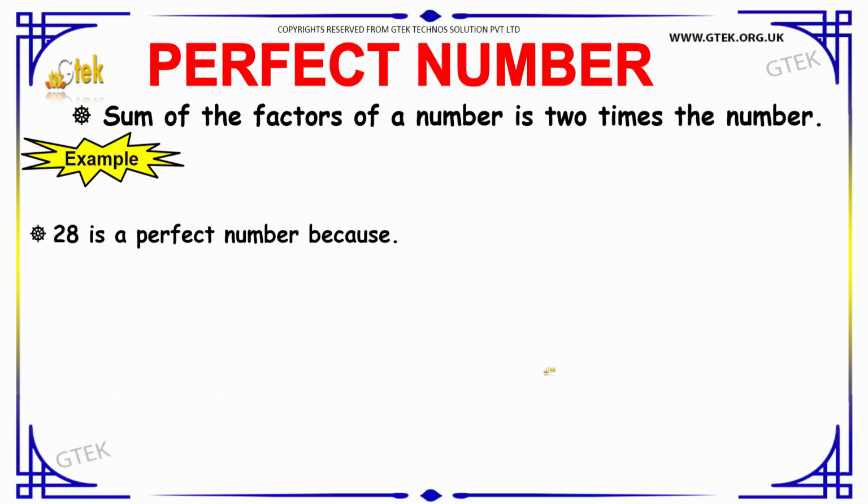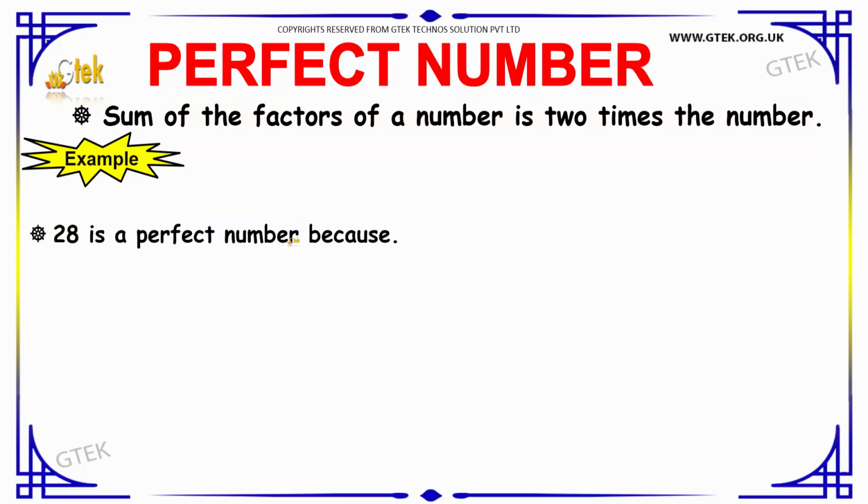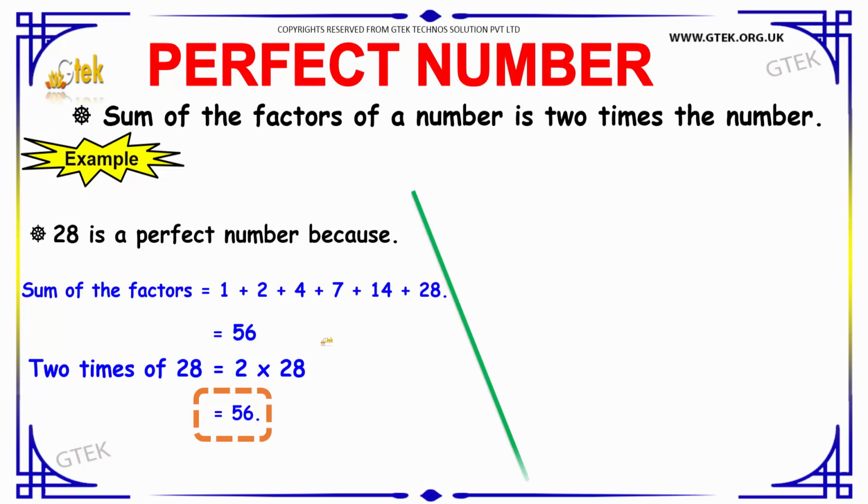Next, we are going to study about perfect number. A number is said to be a perfect number if the sum of the factors of the number is 2 times the number. That is, 28, for an example, is a perfect number because the factors of 28 are 1, 2, 4, 7, 14 and 28.